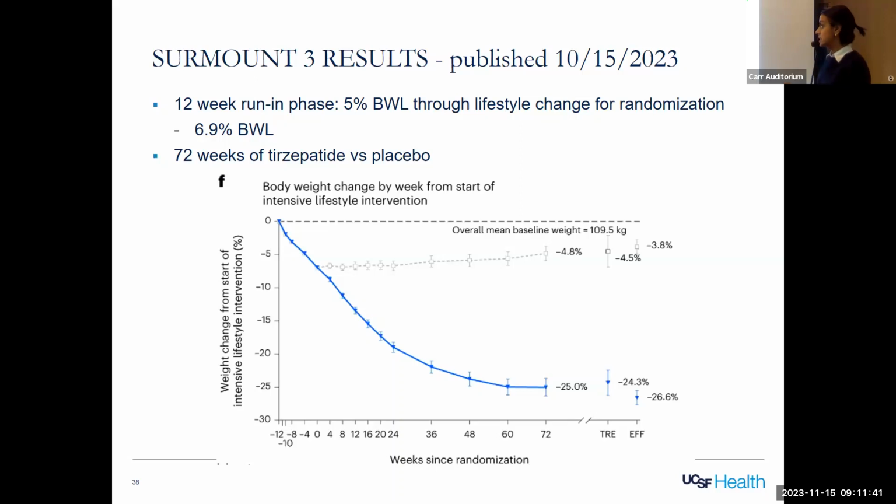And then what you can see here is that after this run-in phase, the group that was randomized to tirzepatide lost 24.3% of their body weight loss. And so when you subtract out that placebo, that's 20%. And this is just on average. So when you think about stratifying again, the whole group, we're going to see closer to a third of the group reaching 30% body weight loss.